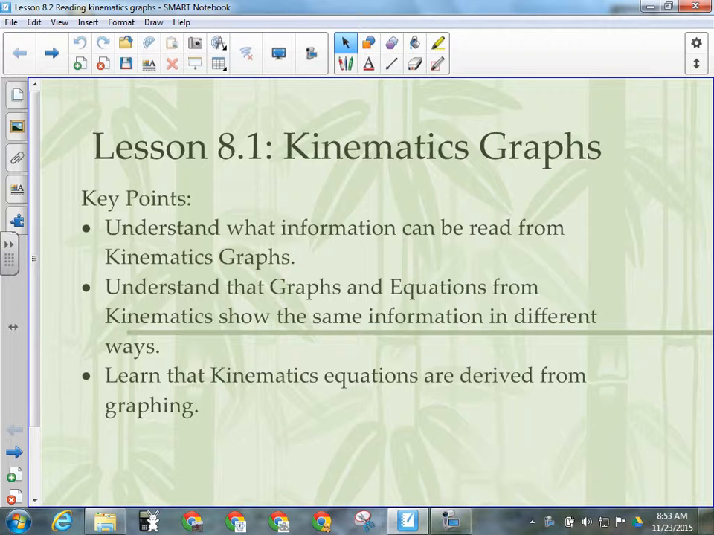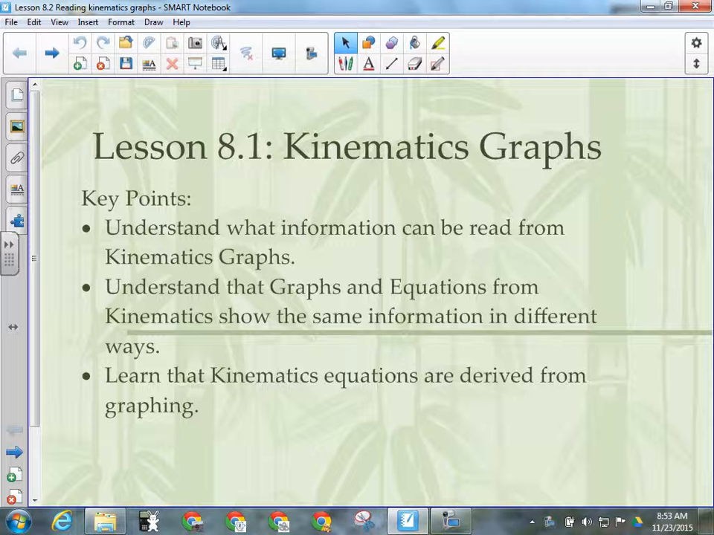Okay, so what we want to look at today, guys, is how do we read graphs? We're going to look at a couple of types of graphs in particular, but we're going to look at how we read or interpret graphs in general, because all graphs essentially work the same. It's what's on them that's different.